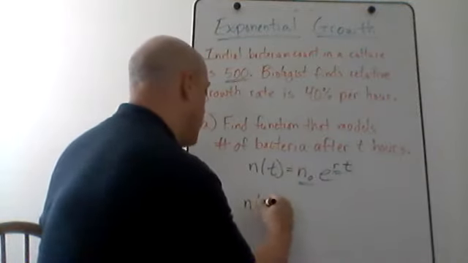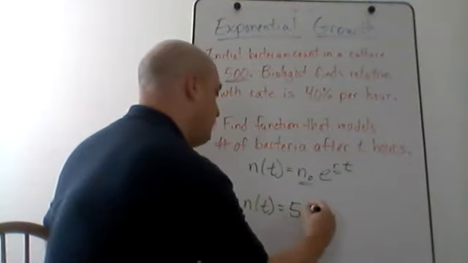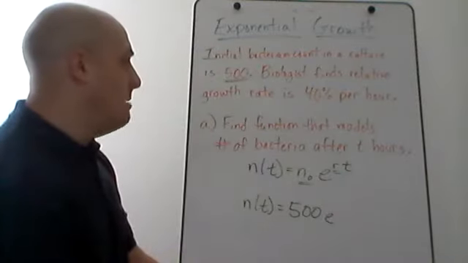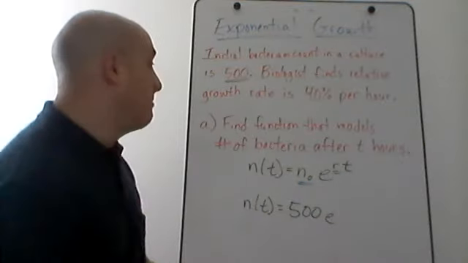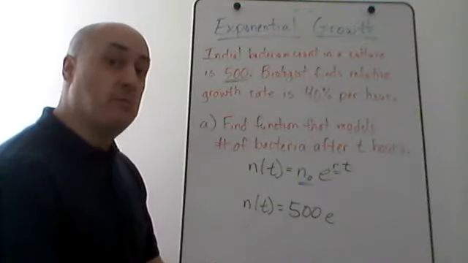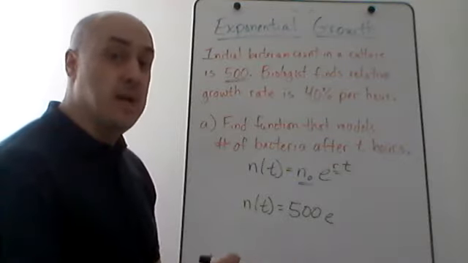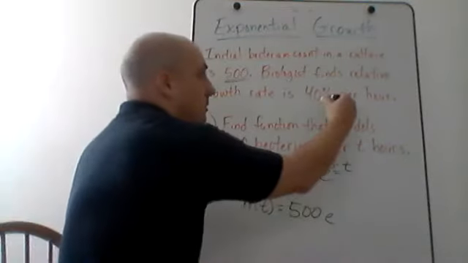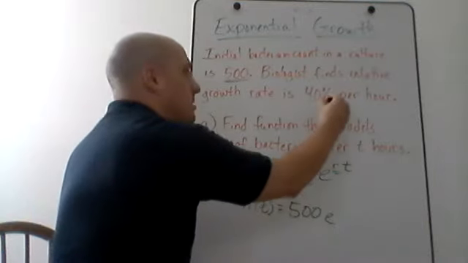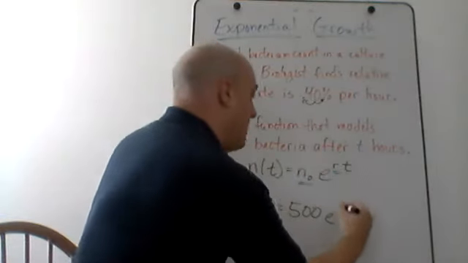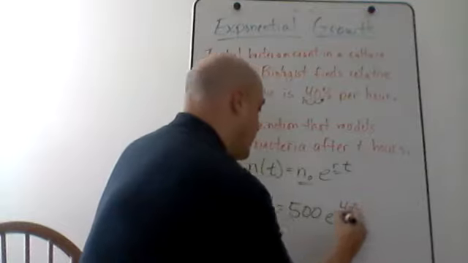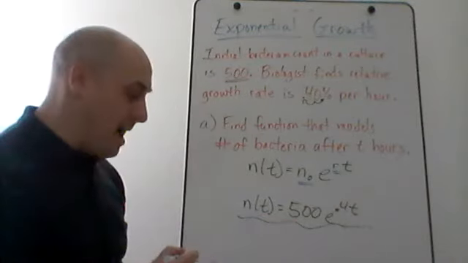So when I'm writing this function, it's going to be N of T equals 500. That's my N sub 0, my initial amount. And then it's going to be e to the power of R times T. Well, R is my relative growth rate, which they tell us is 40% per hour. Now, when we put that 40% into the equation as our relative growth rate, I don't put 40. I have to change that percentage into decimal form. To change a percent to a decimal, you divide by 100, which is the same as moving the decimal point 2 places to the left. So that's going to be 0.4, or 0.40, but I can leave off the 0 at the end. So it's going to be 0.4 times T. And there is my function, which will model this bacteria culture.